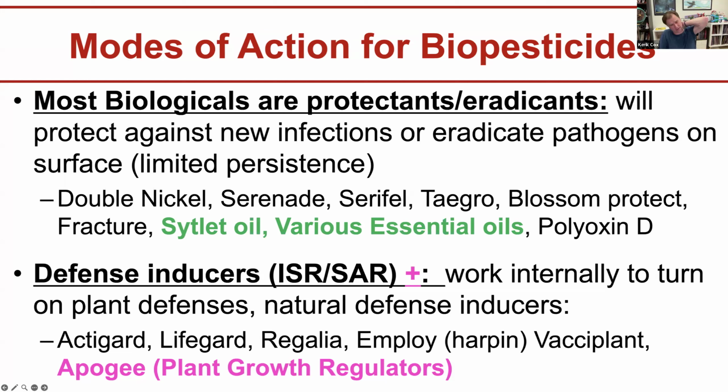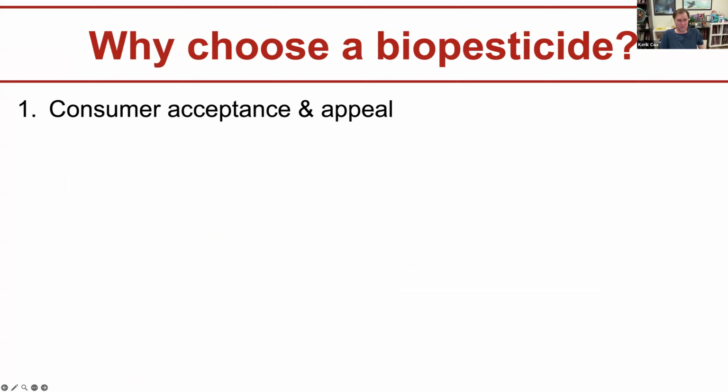And then even things like plant growth regulators, PGRs, which aren't really used much in the small fruit world unless you're illegally applying Apogee for runner control. But these have various other defense properties in many crops as well. Why would you want to do it? Consumer appeal and acceptance. People really like these things.